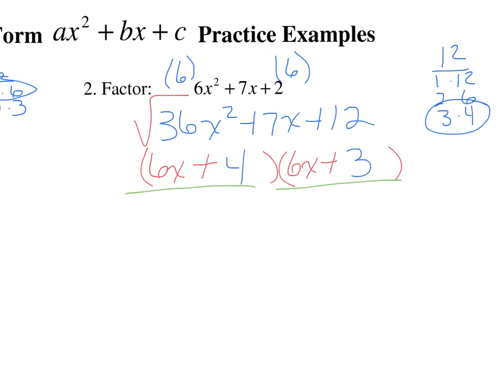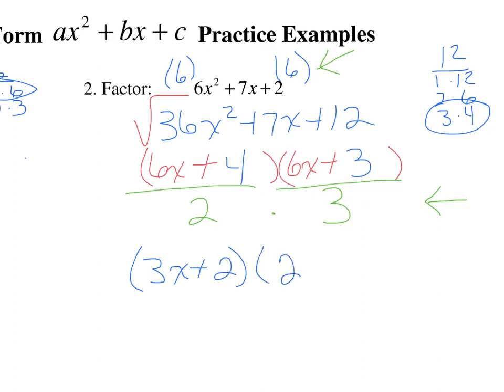Then you divide each of those binomials by whatever their GCF is. What's the GCF of these two terms? 2. And the GCF of these two terms is 3. These two numbers multiply to make the number you started with, which on this question is 6. So, of course, 2 times 3 makes 6. So divide both of these terms by 2. We get 3x plus 2. Divide both of these terms by 3. We get 2x plus 1. And those are your factors.